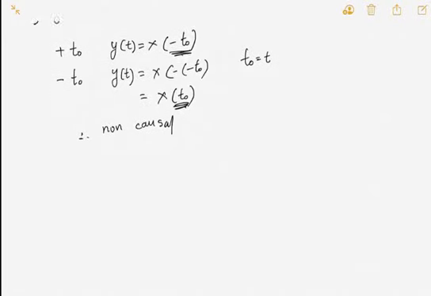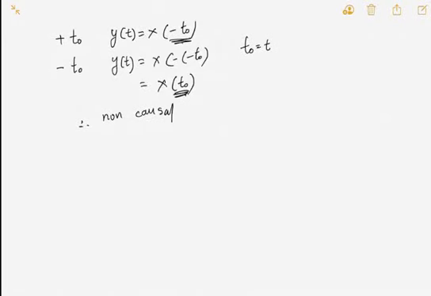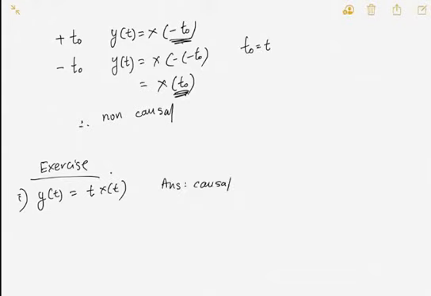Okay, do you understand? Now let's look at the examples. Now let's do some exercises. y(t) equal to t x(t). Then you will get the answer of causal. Then second is y(t) equal to x(t squared). And this is non-causal.